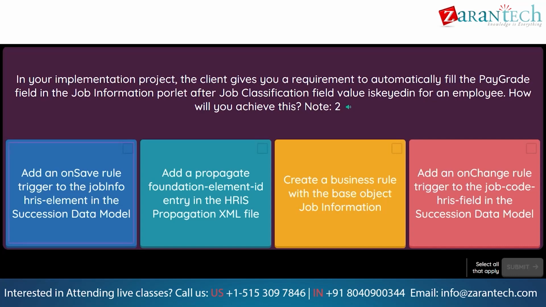Option 1, add an on-save rule trigger to the job info HRIS element in the succession data model. Option 2, add a propagate foundation element ID entry in the HRIS propagation XML file. Option 3, create a business rule with the base object job information. Option 4, add an on-change rule trigger to the job code HRIS field in the succession data model.